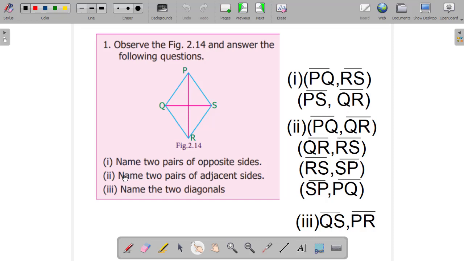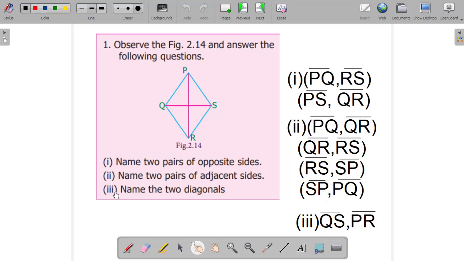And then second one, name 2 pairs of adjacent sides. In this rhombus, we are having 4 pairs of adjacent sides. So I wrote the 4 pairs. What are they? PQ and QR is first pair, and QR and RS is second pair. RS and SP is third pair. SP and PQ is fourth pair. So the details is written here.